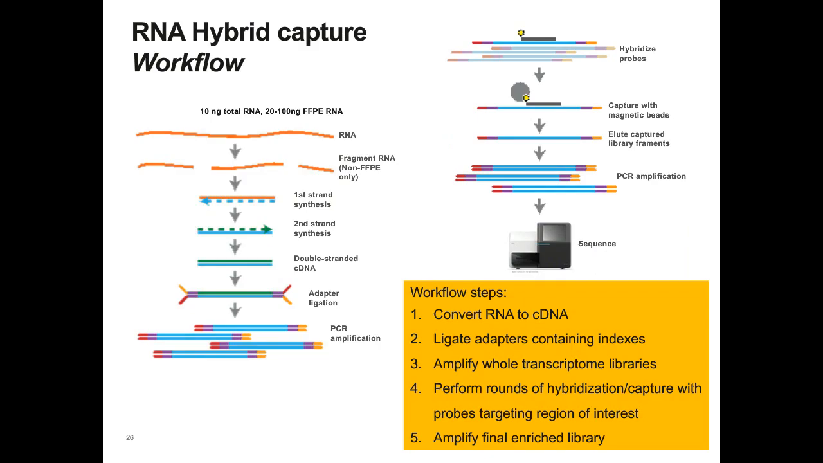Enrichment-based method is also called hybrid capture. Here again, the RNA input is converted to double-stranded cDNA, and the adapters containing sample-specific index are ligated to double-stranded fragments of that cDNA. Whole transcriptome libraries are then amplified in the first PCR step and subsequently enriched for genes of interest in 2 rounds of hybridization and capture. At the end, there is one more PCR to boost the yield of final enriched libraries, and these are then ready for normalization, pooling, and sequencing.